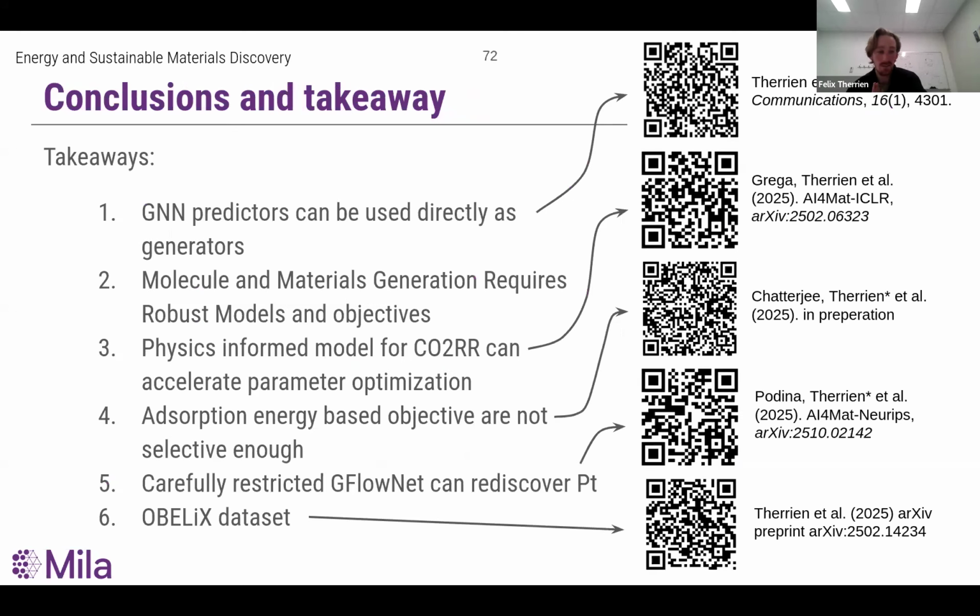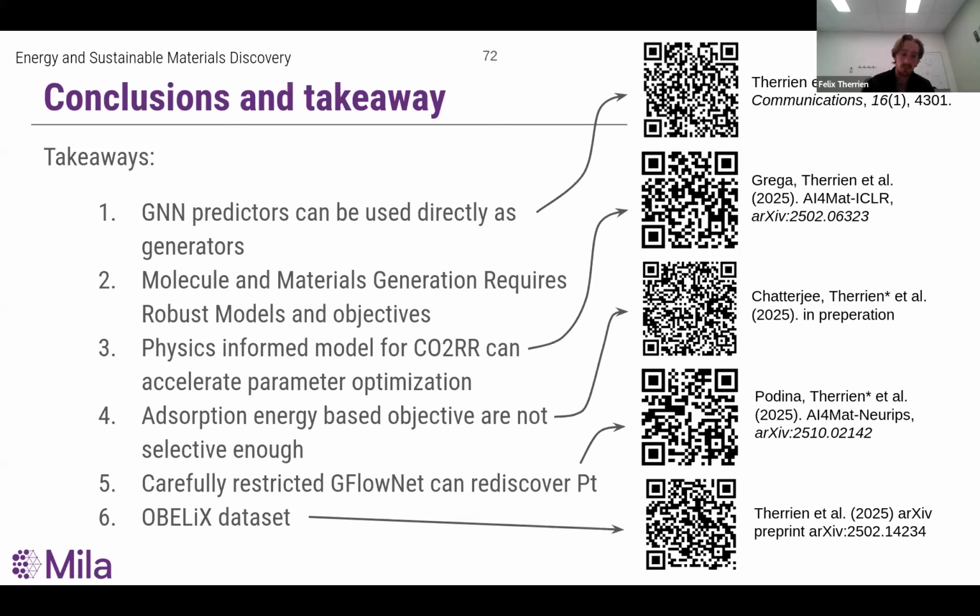And so, yeah, that was it for all of our projects. So the takeaways: if you have a predictor of a property, you can turn it into a generator. Molecule and material generation requires models that are robust and objectives that make sense. We talked about how it matters to have the right objective for catalysis, and how generators can trick the predictor models. We've made a physics-informed model for CO2RR that can accelerate finding the best possible experiment.